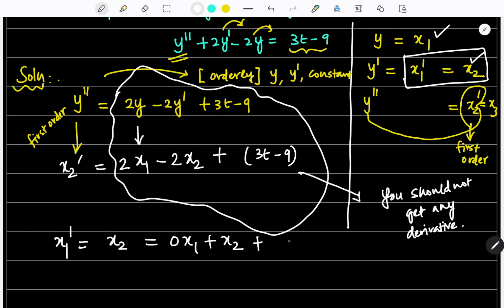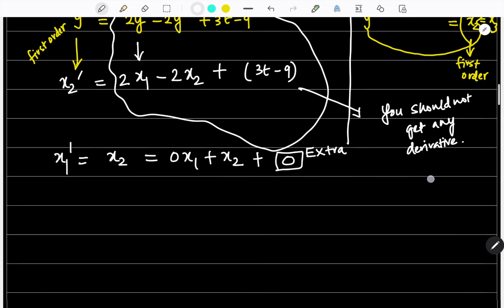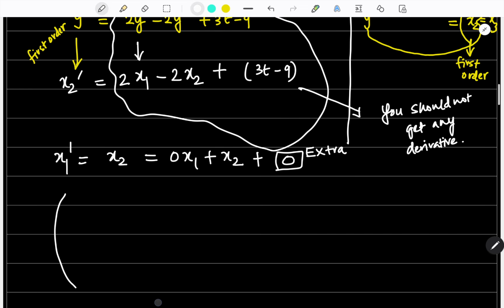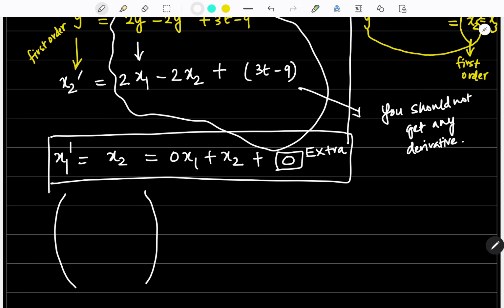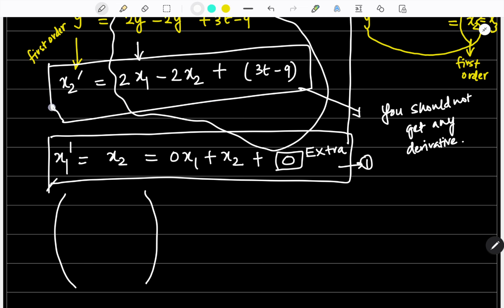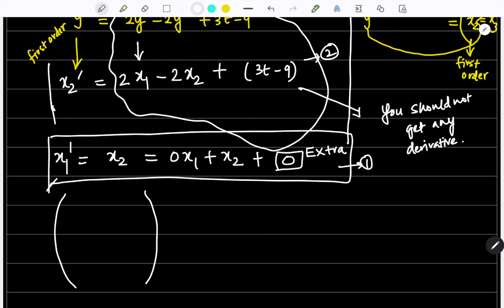Is there any extra forcing? No extra forcing, so I'm writing 0. Now I'm going to write it as a matrix equation. This is your equation 1, and this is your equation number 2. Let me write it in a proper way.